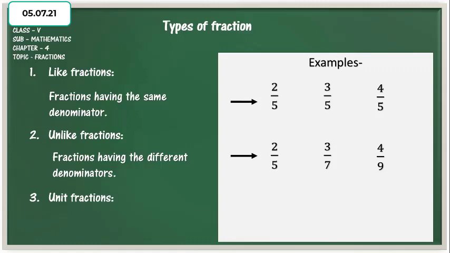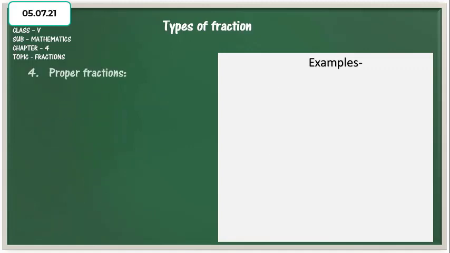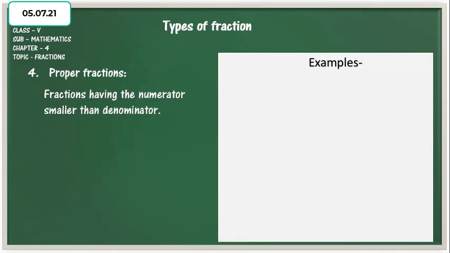Third, unit fractions. Fractions having 1 as the numerator are called unit fractions. For example, 1/4, 1/8, 1/11. Here, all the numerators are 1. Fourth, proper fractions. Fractions having the numerator smaller than the denominator. For example, 2/9, 5/14 and 4/23. Here, all the numerators are smaller than denominators.